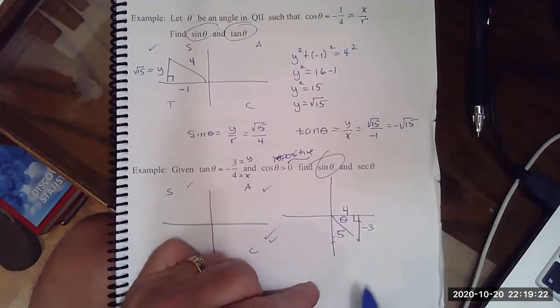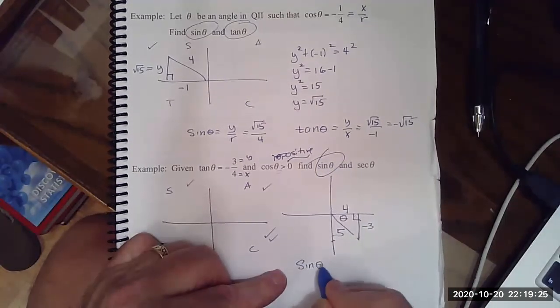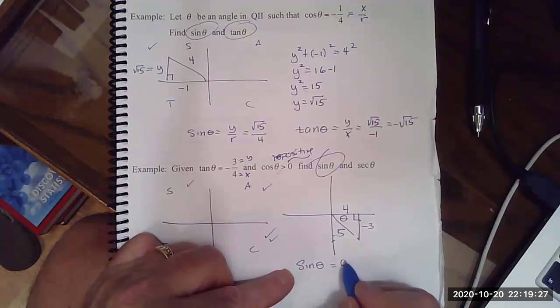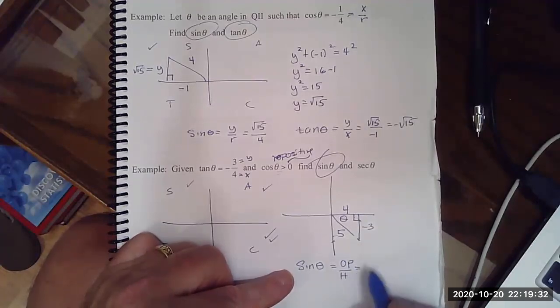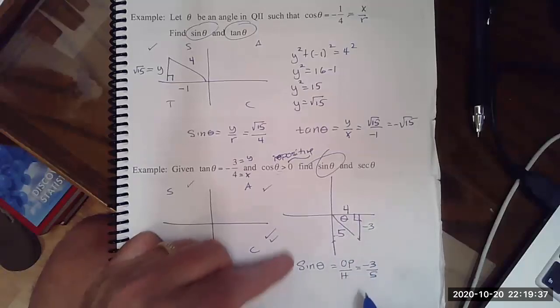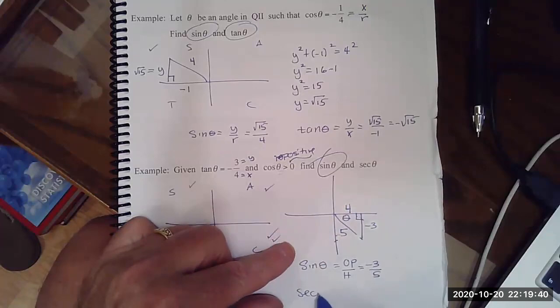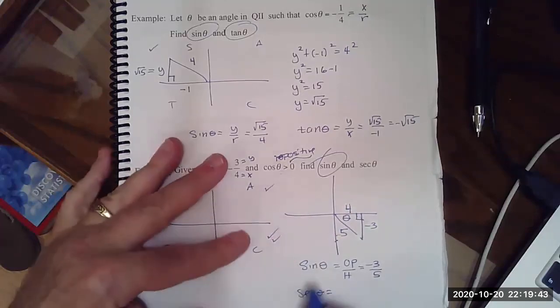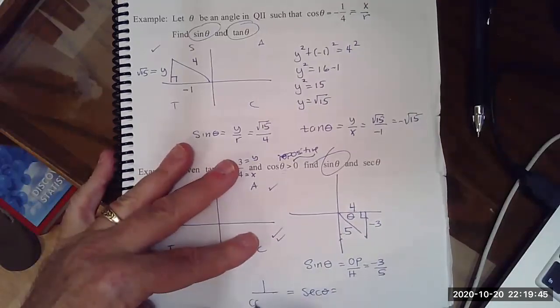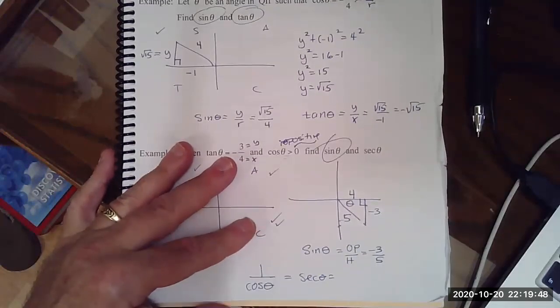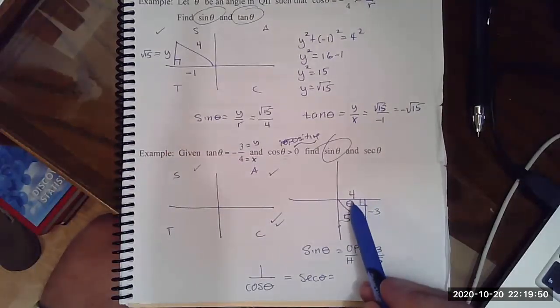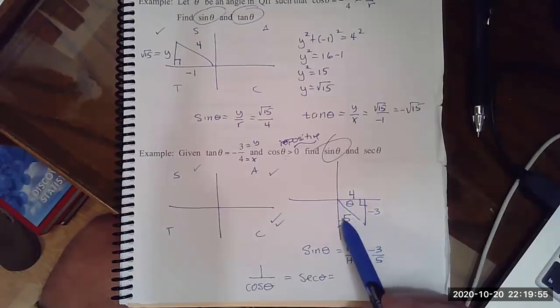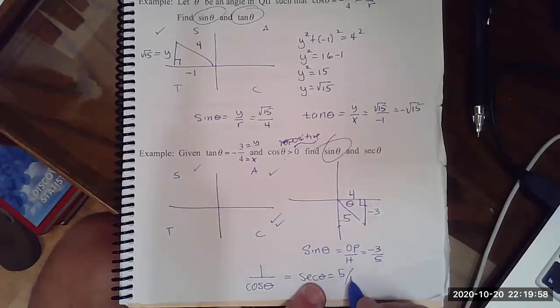So now, sine of that theta is opposite over hypotenuse. Opposite, negative 3 over 5. And secant is the reciprocal of cosine. Cosine is adjacent over hypotenuse, but the reciprocal would be 5 over 4. 5 over 4.